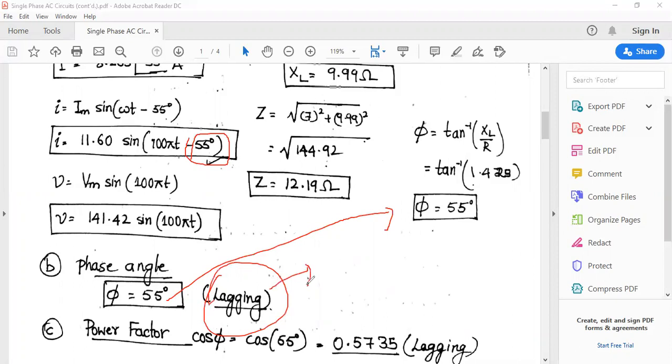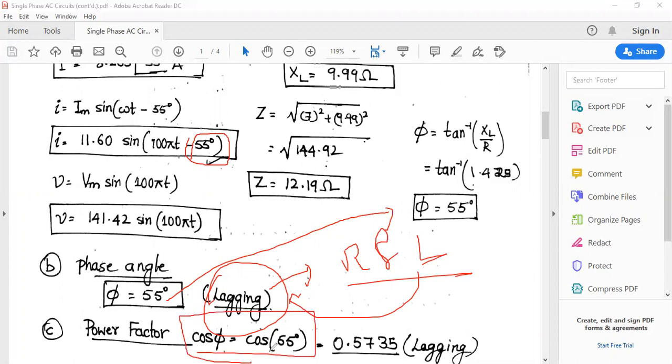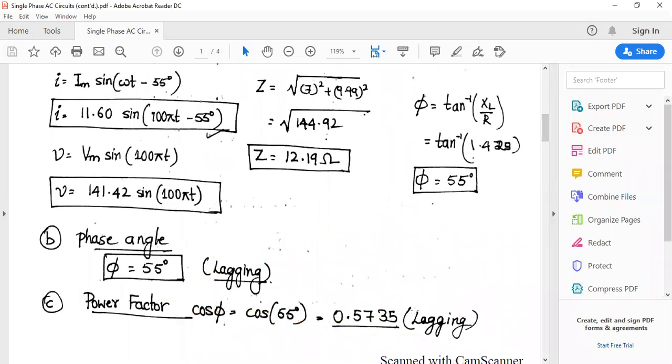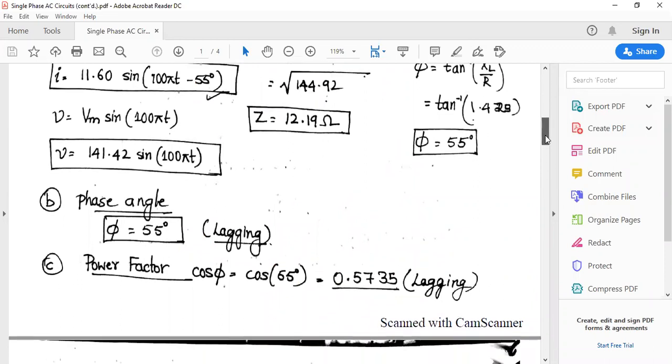So when the circuit elements are R and L, the power factor is said to be lagging. In case of leading, it is R and C, or the other way. So if you are given the circuit elements as R and L, the phase angle is said to be lagging in nature. Power factor is nothing but cos phi. You can write it as cos of 55 degrees. So again, it is lagging in nature. You can generally come to certain conclusions based on certain actions there. So this is how we can obtain the solutions to the given problem.